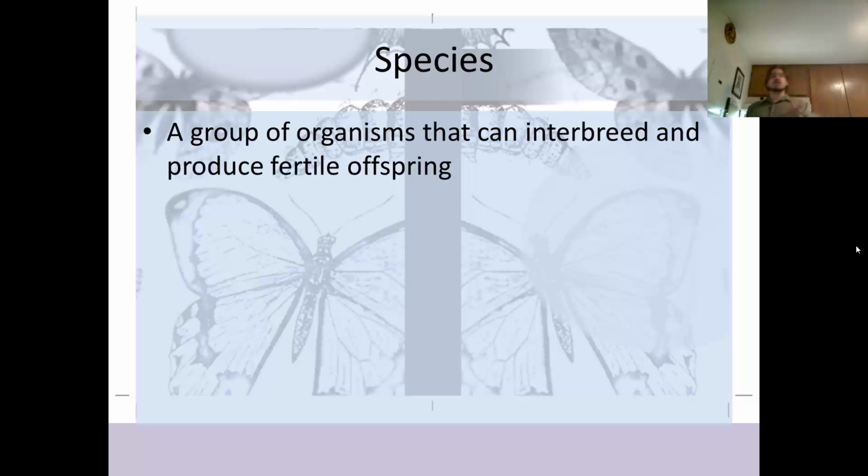A species is a group of organisms that can interbreed and produce fertile offspring. That is the definition of a species. That's all. A group of organisms that can mate with each other and have offspring that can mate with each other. That is the basic definition of a species. There's not some iron wall between different looking animals.